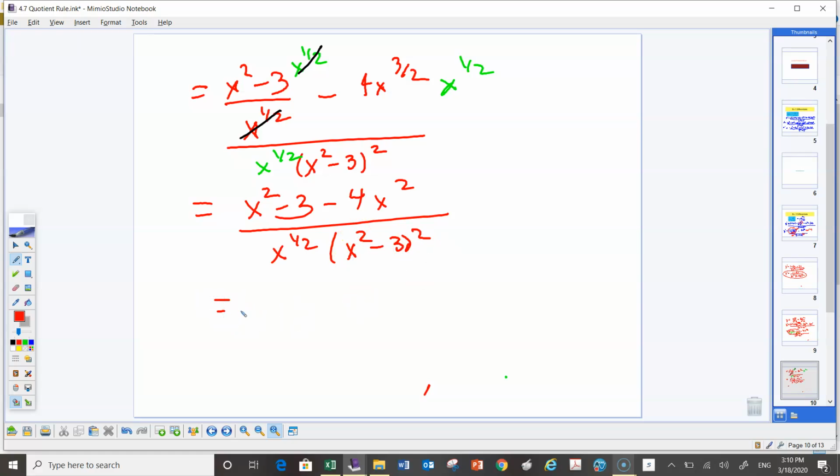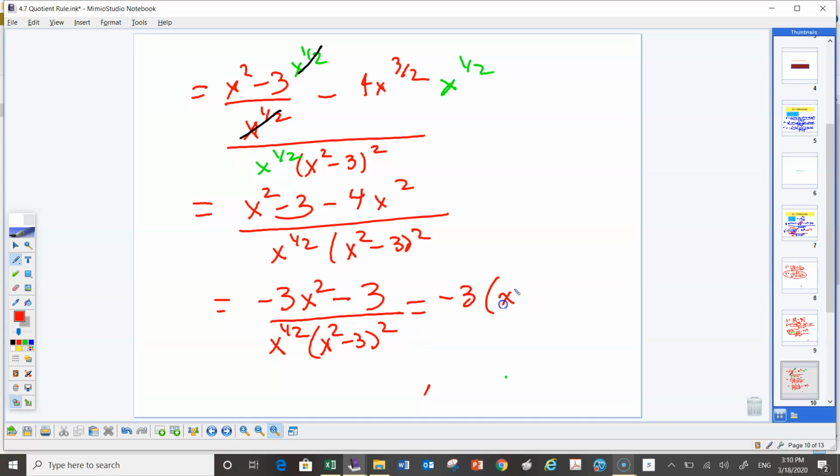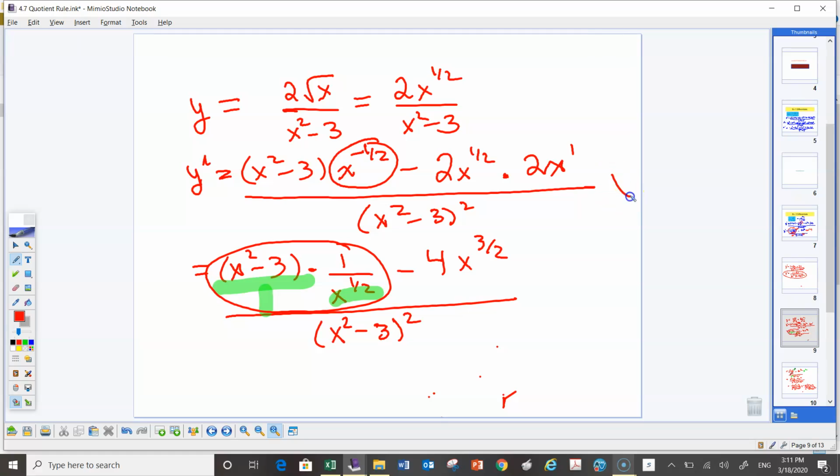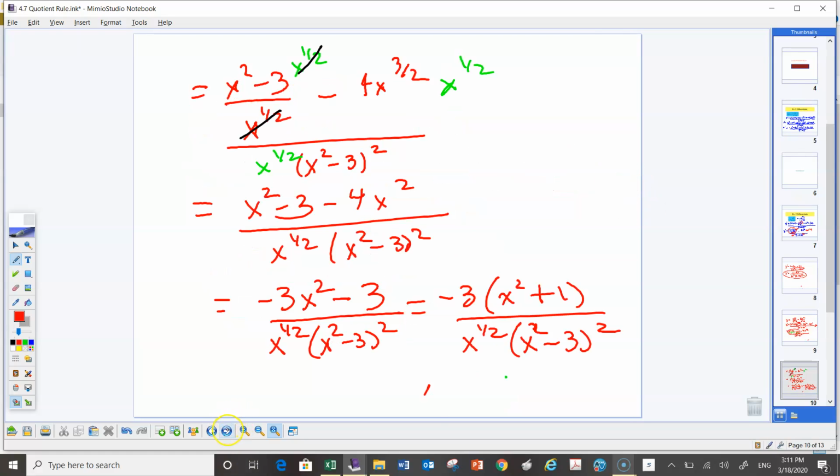And now I just gather like terms up top. So I'm going to get 1x squared minus 4x squared is negative 3x squared, minus 3, all over x to the 1/2 times x squared minus 3 squared. And if you wanted to really get picky, you could factor a negative 3 out of the numerator to get x squared plus 1 over x to the 1/2 times x squared minus 3 squared. And that would be your final answer. So again, we're done calculus right here, and the rest is just algebraic simplifying.